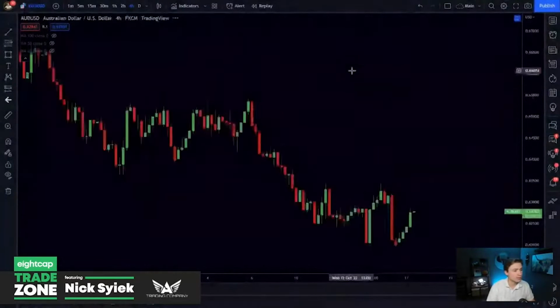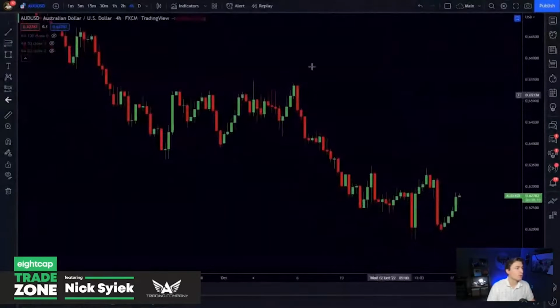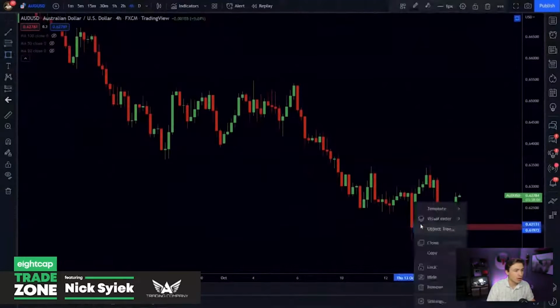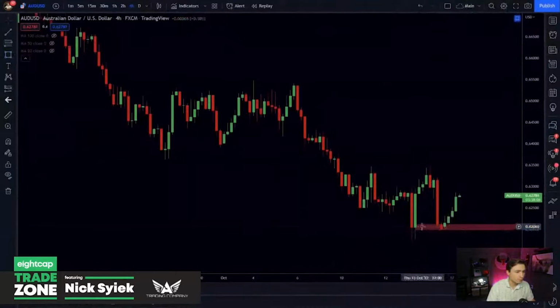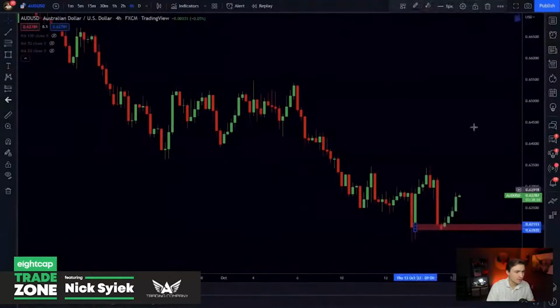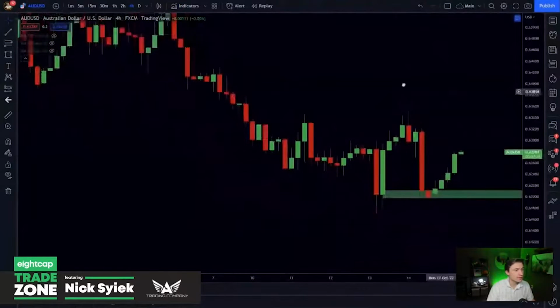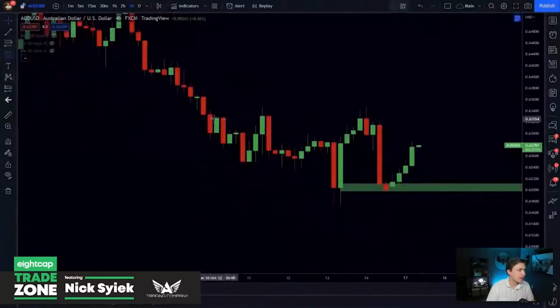AUDUSD was one that people requested, and we'll take a look at gold next. So Aussie dollar catching a little bit of a rally here, seemingly finding some support off of this low. So we'll mark this as our demand zone. So a little bit of strength coming in. I think Aussie dollar still to the downside till something changes.